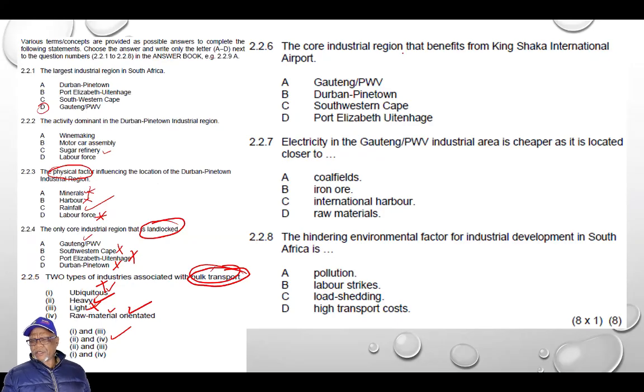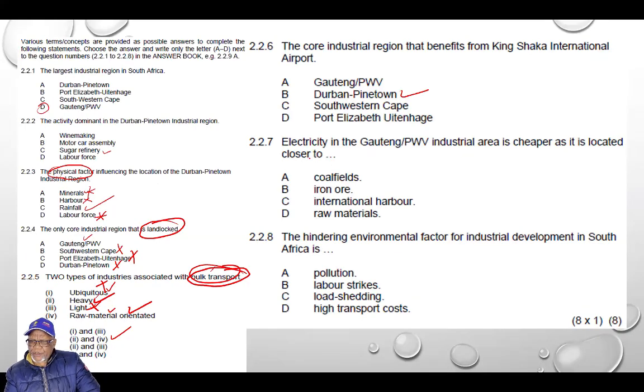The core industrial region that benefits from King Shaka Airport, is it Durban, is it Gauteng, is it Durban Pinetown, is it Southwestern Cape? So the correct one there will be Durban Pinetown, because King Shaka is in KZN.